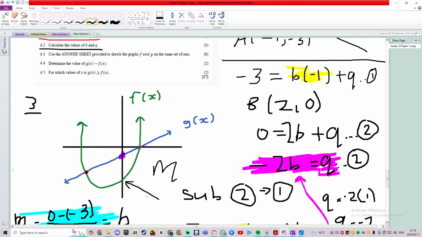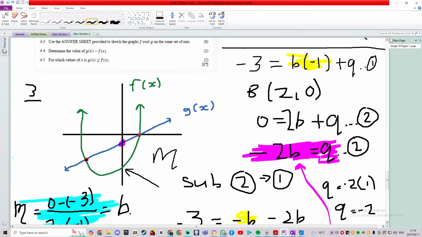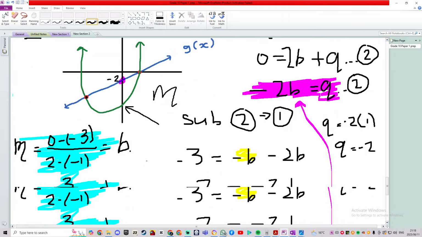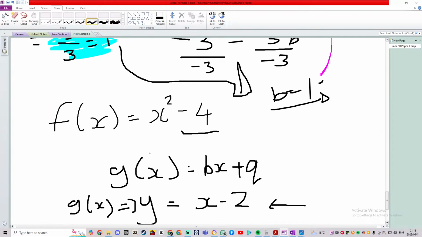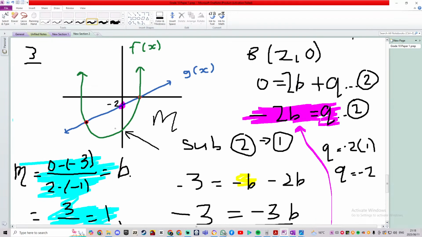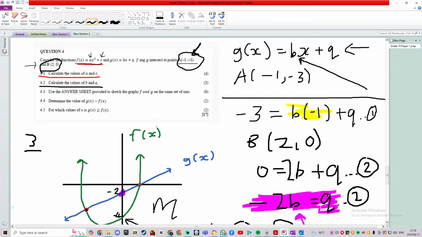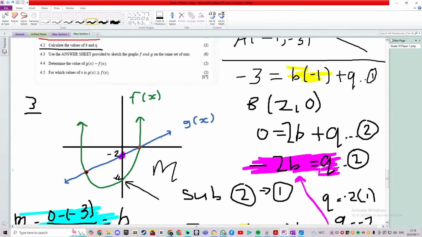So then when you draw your graph, yeah, this here is minus 2. Yours is minus 4 here. That's minus 4. We found it out earlier.